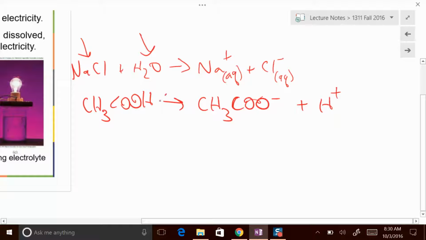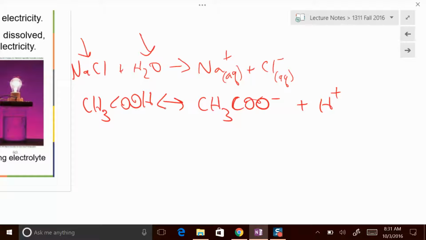But only part of it. You see that reverse arrow? You have a double arrow. That double arrow means that that hydrogen does not come off 100%. It comes off and goes back on. It creates an equilibrium of how it comes off and goes back on. It's just going back and forth, back and forth. That's how you create a weak electrolyte.